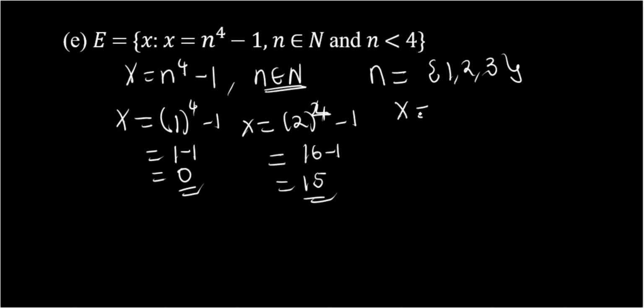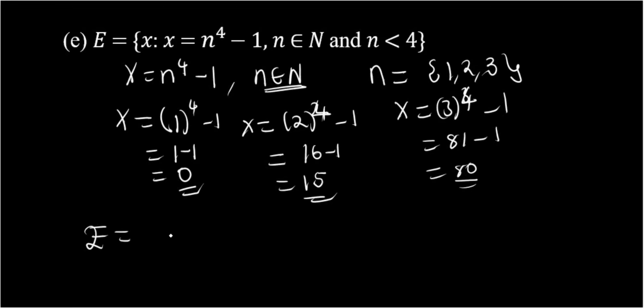Then the third one, you put 3 there, which is 81 minus 1. Then you have 80. So the set is 0, 15, and 80. That's all. So that is the answer.